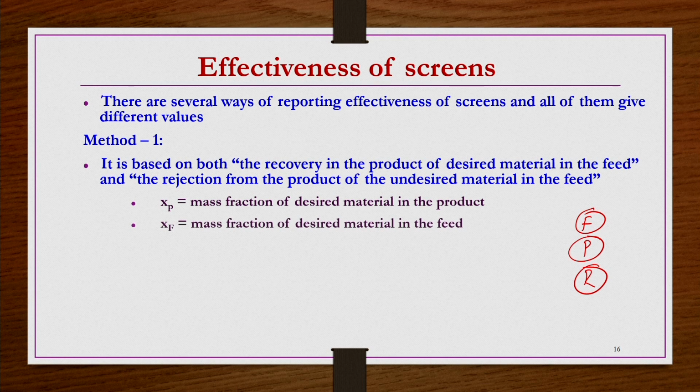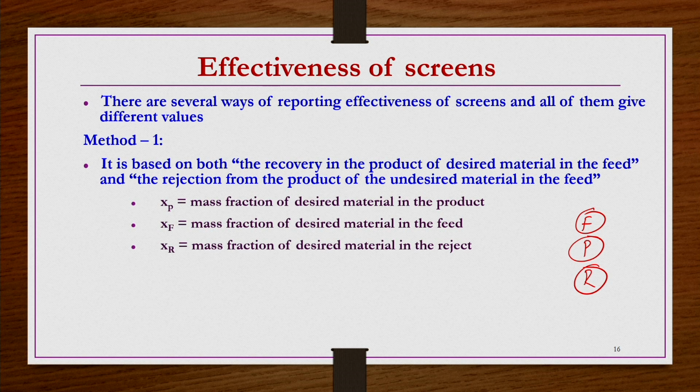Let us say for your application the size 400 to 500 micron is a kind of desired one. So, whatever the material that is 400 to 500 microns is taken as the desired material. How much fraction of material in the product is having 400 to 500 micron size, that is XP. Similarly, how much fraction of material is having size 400 to 500 microns in feed is XF. Likewise, how much fraction of the material having size 400 to 500 microns in the reject is XR.